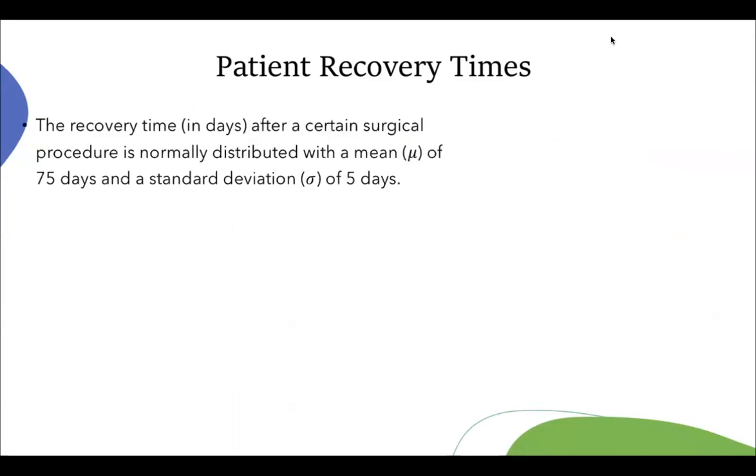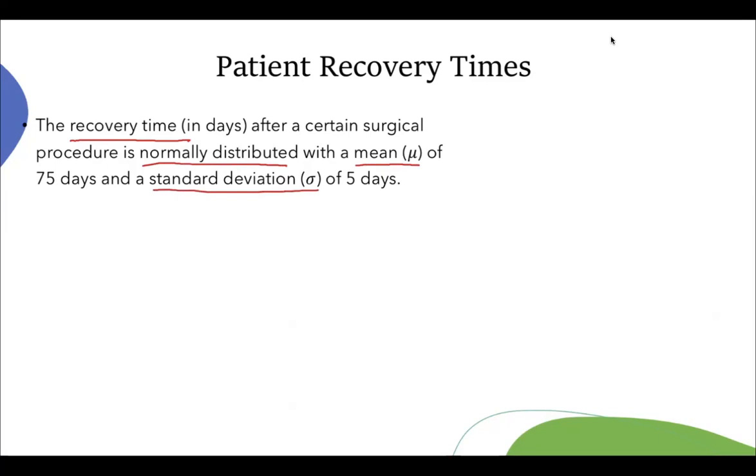Okay, let's do another type of problem. This time we are not going to be using z-scores. We're going to be using the actual data values from the distribution. This distribution measures recovery time for a certain surgical procedure. So we have a particular surgical procedure that's got a recovery time, and that's our continuous variable. It's normally distributed, so we're going to use the bell curve. We are provided with the mean and standard deviation of the distribution, 75 and 5.